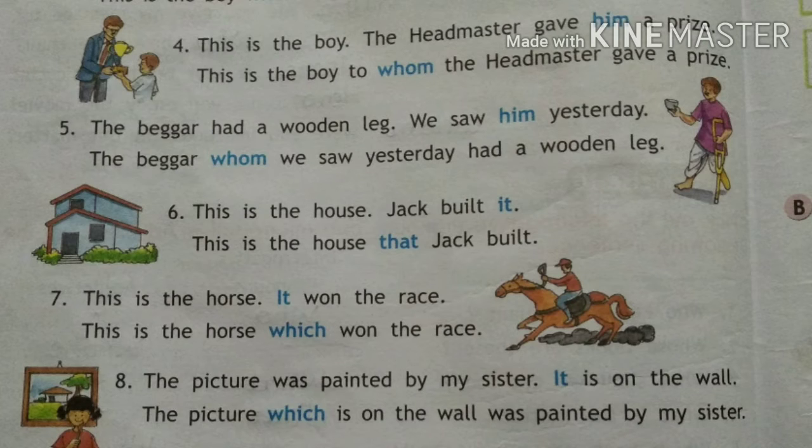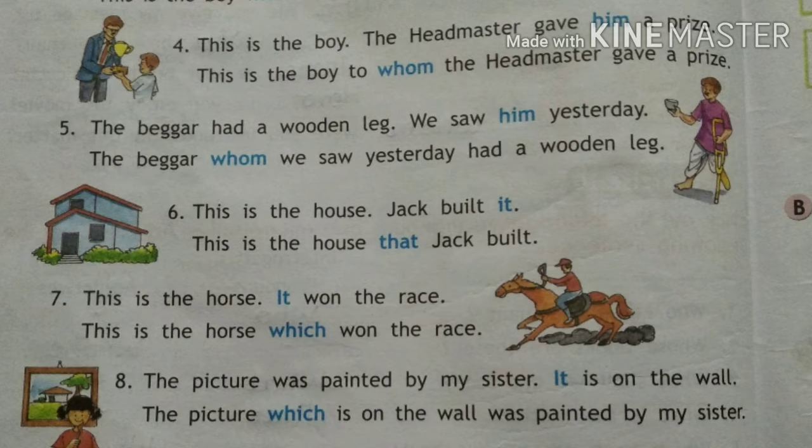The eighth one: the picture was painted by my sister. It is on the wall. So now we join these sentences with which, which is a relative pronoun, and it goes like: the picture which is on the wall was painted by my sister. So here again which is doing two things. It is joining both the sentences and it is talking about the noun picture that is just going before it.